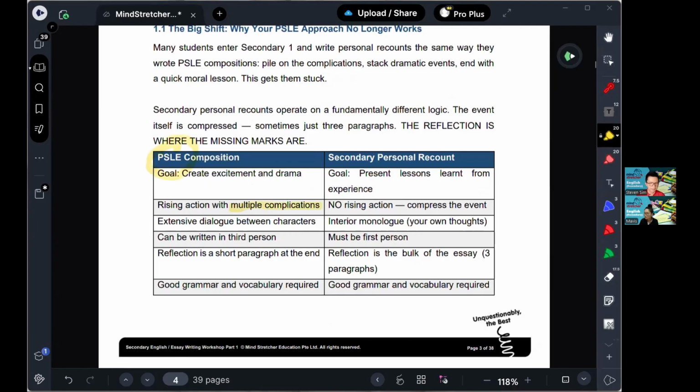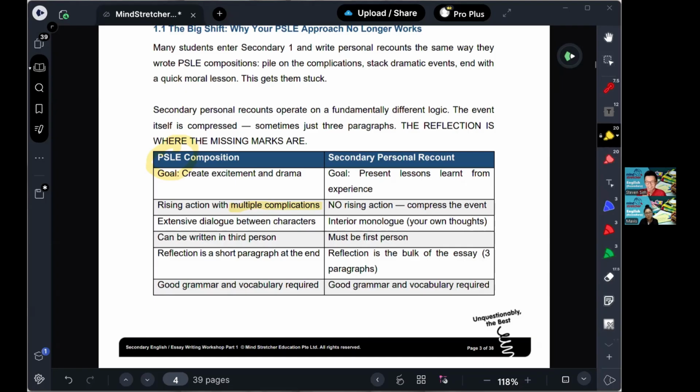So for the PSLE, it's this happened and then this happened and this happened and then this happened. Wow! But actually, that is not important. The PSLE examiner doesn't care about your story being very exciting. They're just looking at your ability to write in English. That's all. You understand? So that thing which we tell the PSLE students, oh, if you use these words, your story will be very exciting and then you get higher marks. That is suitable for telling primary school students.